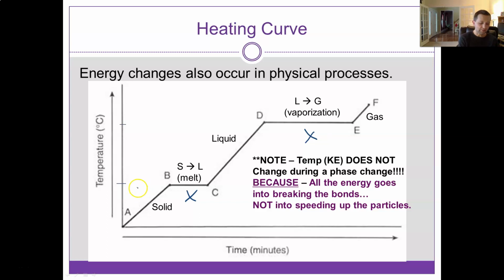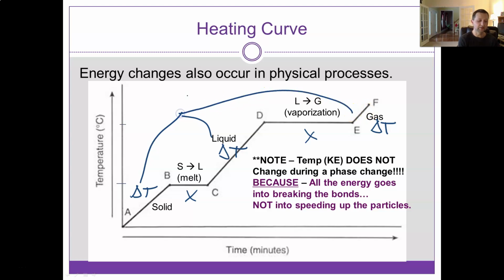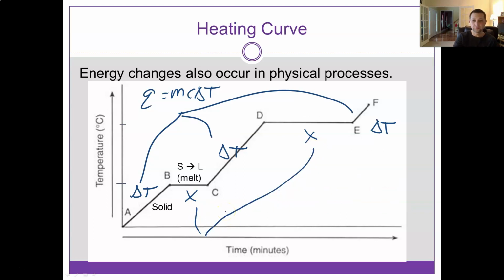So between A and B, you have a delta T. Between C and D, you have a delta T. And between E and F, you have a delta T. So you can use Q equals MC delta T in this location, and this location. Okay, here's where we can use Q equals MC delta T. Otherwise, we can't.